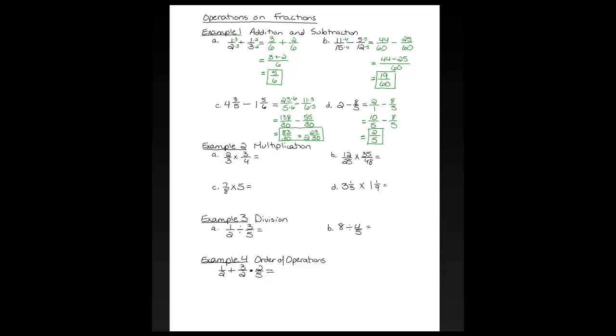Now example 2, we are multiplying fractions. Now when you multiply two fractions together, the key is to just multiply straight across. You multiply the numerators with the numerators, the denominators with the denominators. So in this first problem, we have 2/3 times 3/4. Multiply the numerators. 2 times 3 gives you 6. 3 times 4 gives you 12.